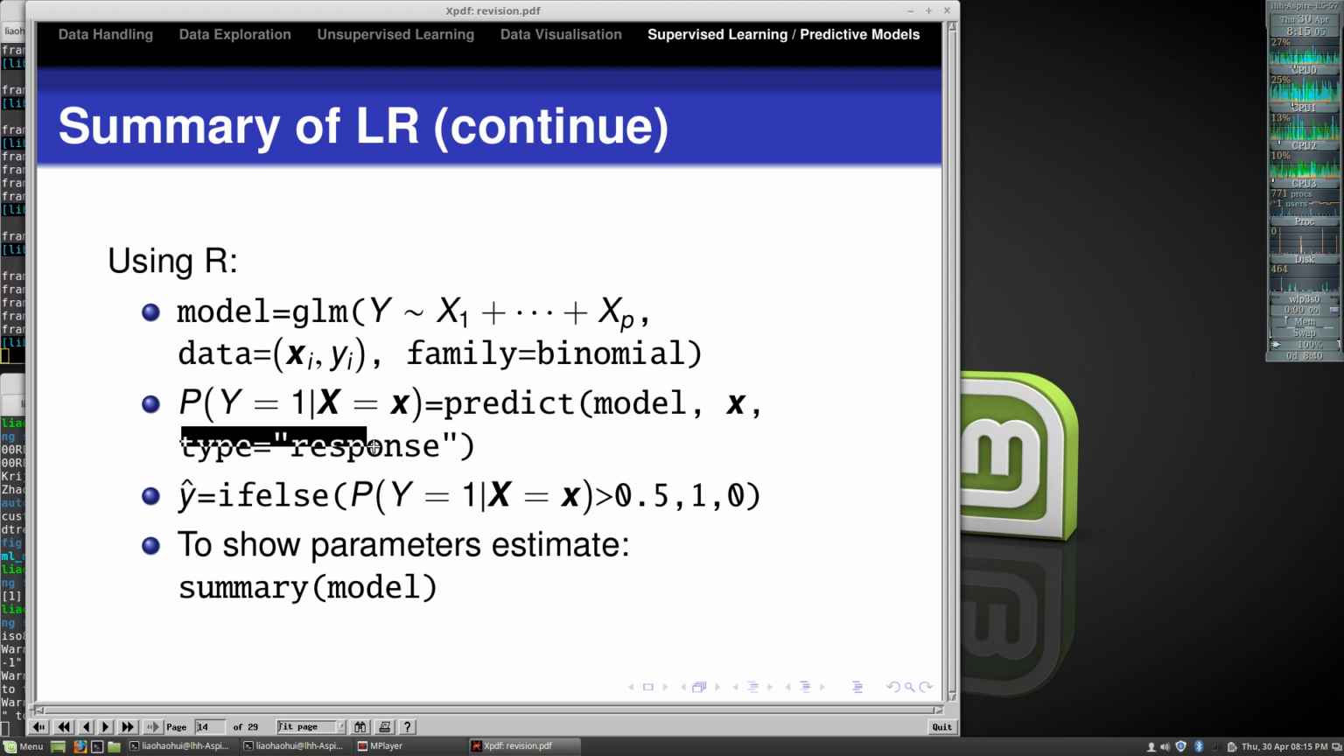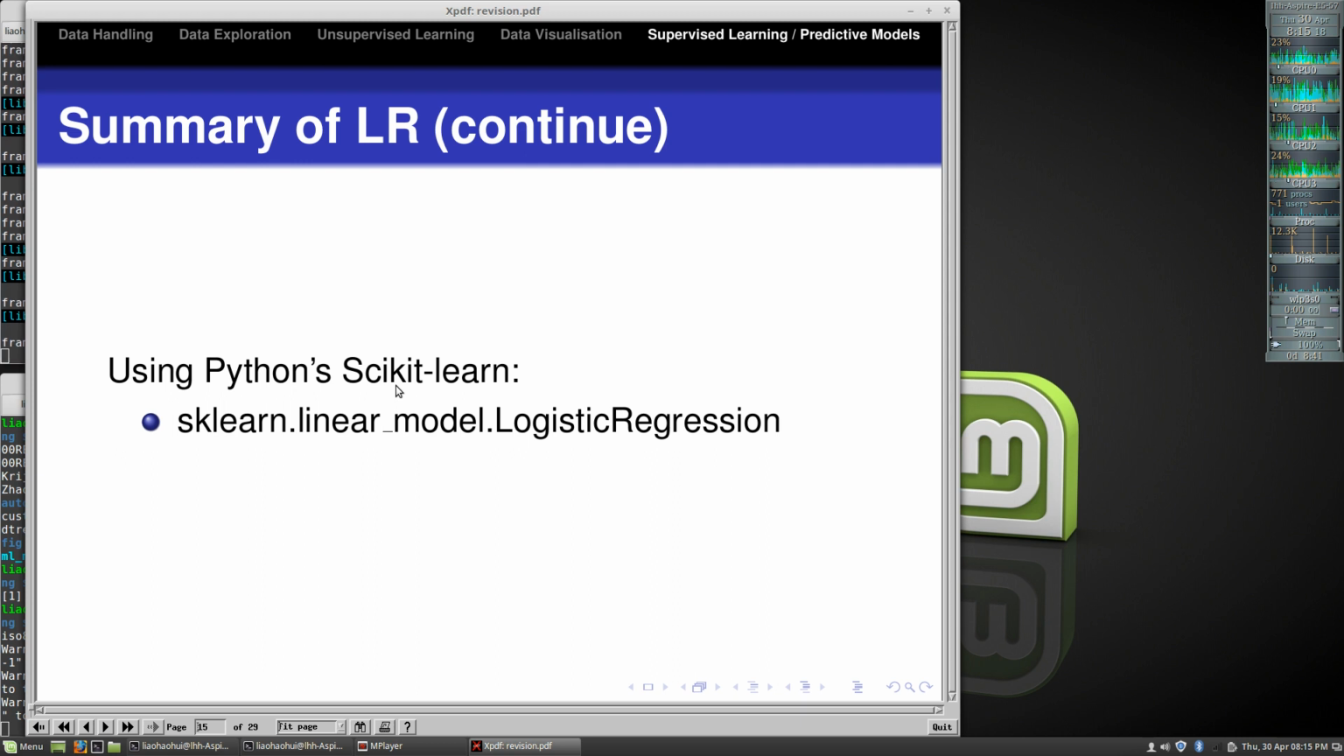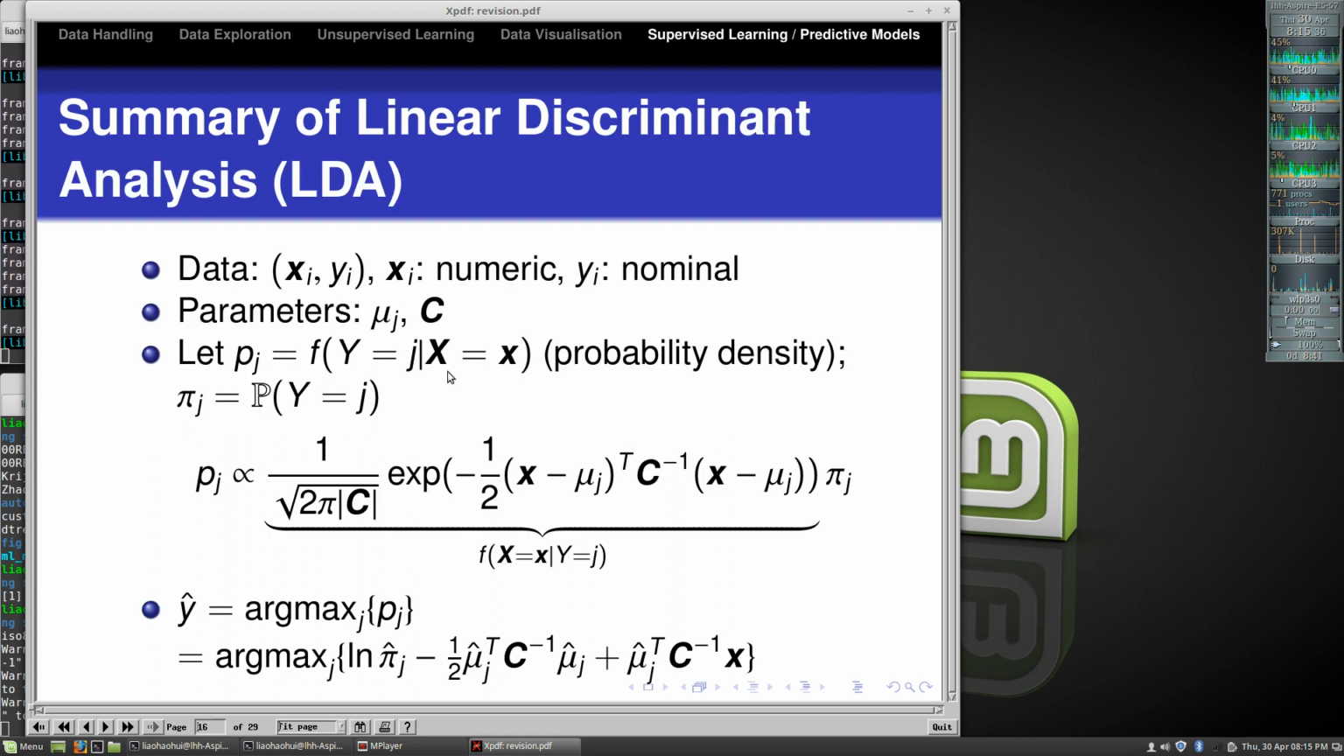Okay, so type equals response will actually just give us the probability. Nothing more on logistic regression. It's something rather simple, right? And in Python scikit-learn, it's actually supported under the linear model. I believe the general linear model is also put under this category.